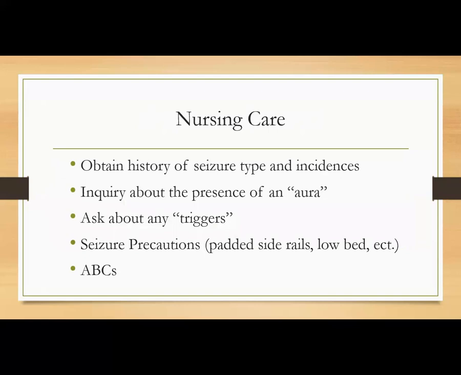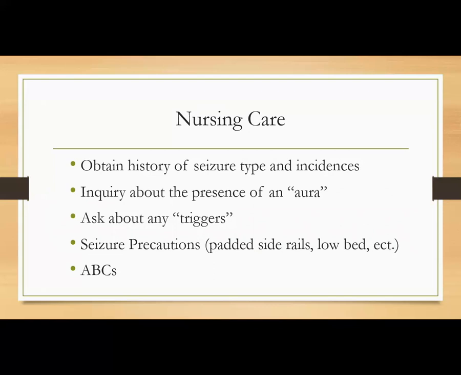So with our nursing care, you want to obtain a history of seizure type and incidences when the patient comes in. And if you know that you're caring for a patient who has tonic-clonic seizures, just making sure that you're aware of your ABCs. So ensuring that they've got that patent airway. Inquire about the presence of an aura. So asking them if they were aware of anything different or unusual when the seizure began, asking about those triggers. What kind of leads into it? Are there certain things that lead into it?